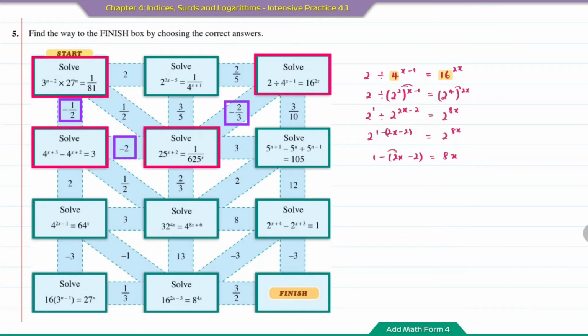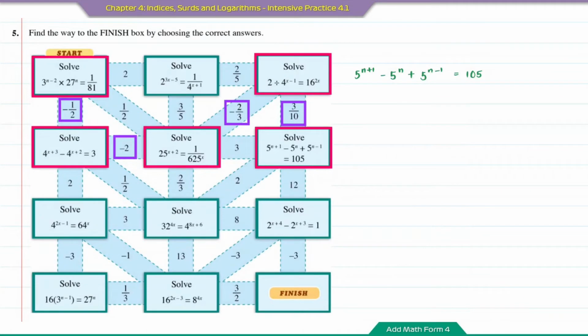So we're going to get this thing out of the bracket first. So here you're going to have 1 minus 2x plus 2 equal to 8x. So next I'm going to move this negative 2x to the right hand side. So here on the left hand side you're going to have 1 plus 2, which is equal to 3. So 8x plus 2x is equal to 10x. Therefore, x is equal to 3 over 10.